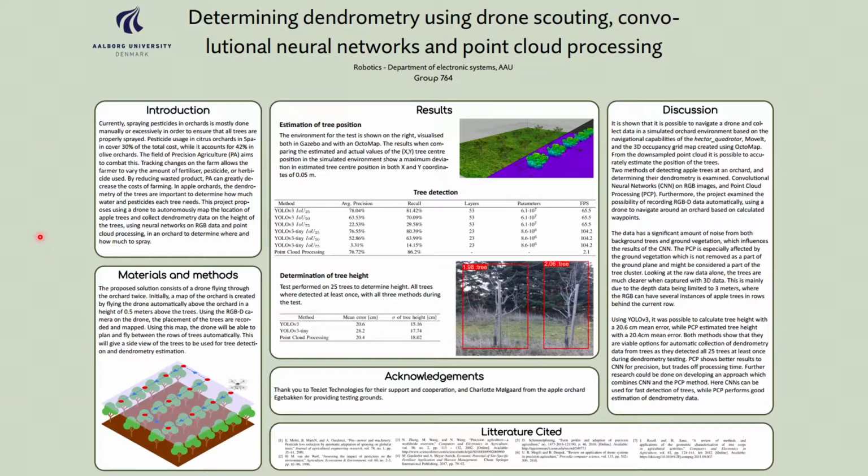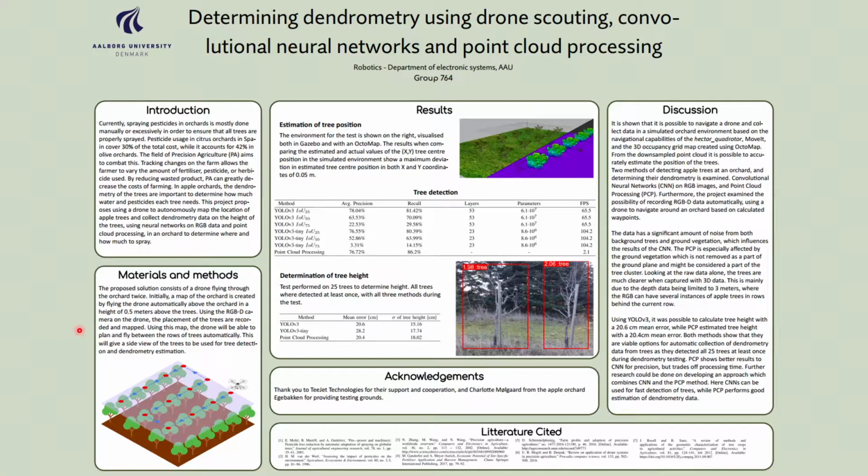Therefore, the objective of this paper is to explore the possibilities of apple tree detection and dendrometry estimation at an orchard by comparing results of both RGB and depth data. The main contributions of the proposed system are a performance comparison of point cloud processing and convolutional networks for both detection and height estimation of young apple trees in an orchard, and then also a simulated proof of concept for visualization of the automated mapping and data gathering solution proposed by the paper.